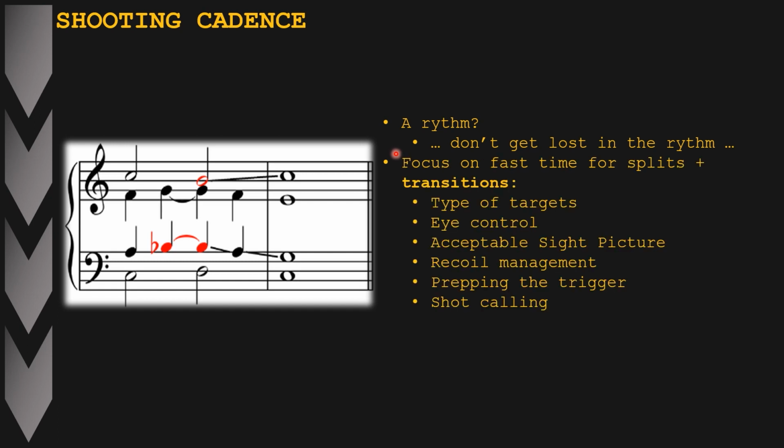What I do want to explain related to shooting cadence is the focus on fast time for splits on shots and the transitions in between the targets, which are impacted by the type of target that you engage, your level of eye control, and especially transitioning from one real target area to another real target area, acquiring a fast and accurate acceptable sight picture, controlling your recoil. In the recoil, prep your trigger so that it is ready for your next shot, and also your ability to call your shots on the different targets.